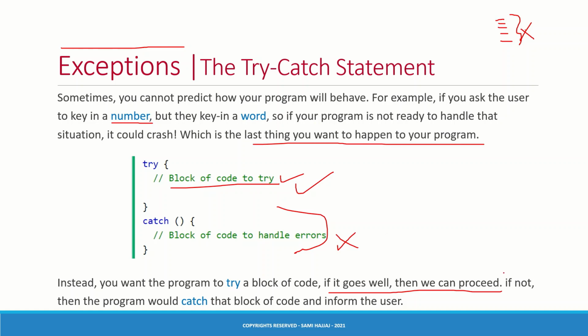But if not, let's say the user is a little bit cheeky and does not follow the rules, and inputs the wrong information, which would cause the program to crash, because you use the try and catch construct, the program will not crash. Instead, it is going to catch that error, catch that problem, capture it and inform the user.